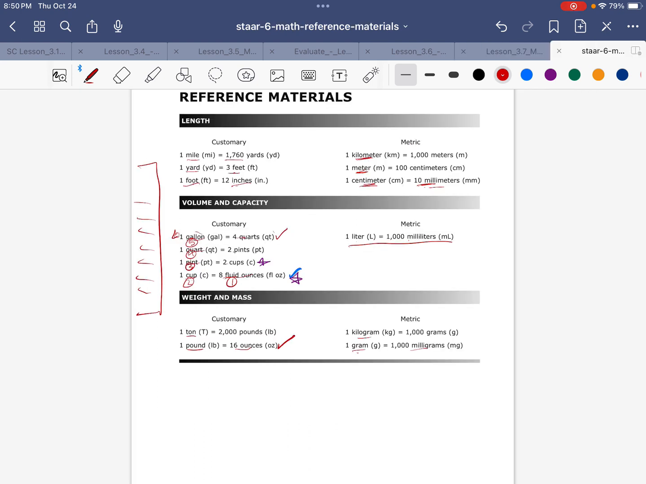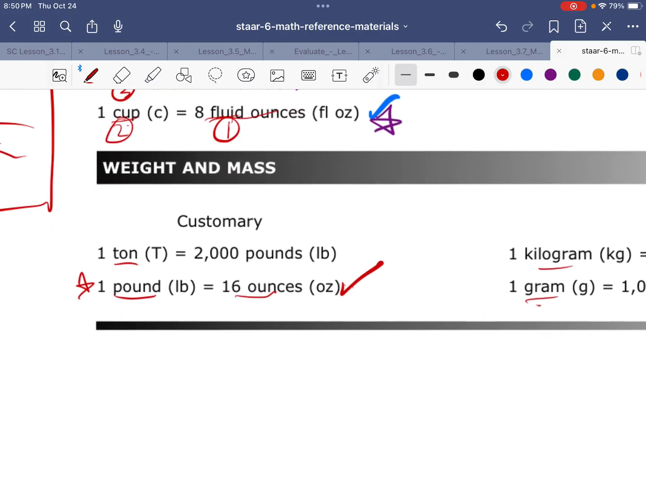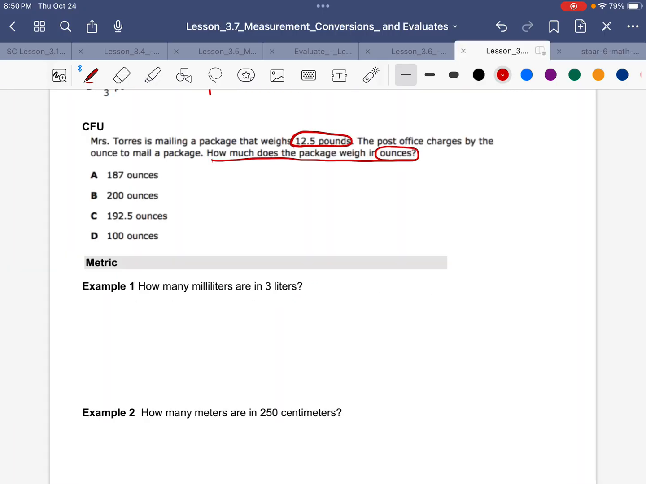Here it is right here. 1 pound is 16 ounces. Right underneath this piece right here, 1 pound, 16 ounces. So you got 16 ounces, 1 pound. And they want to know how many ounces, and because we have 12.5 pounds.